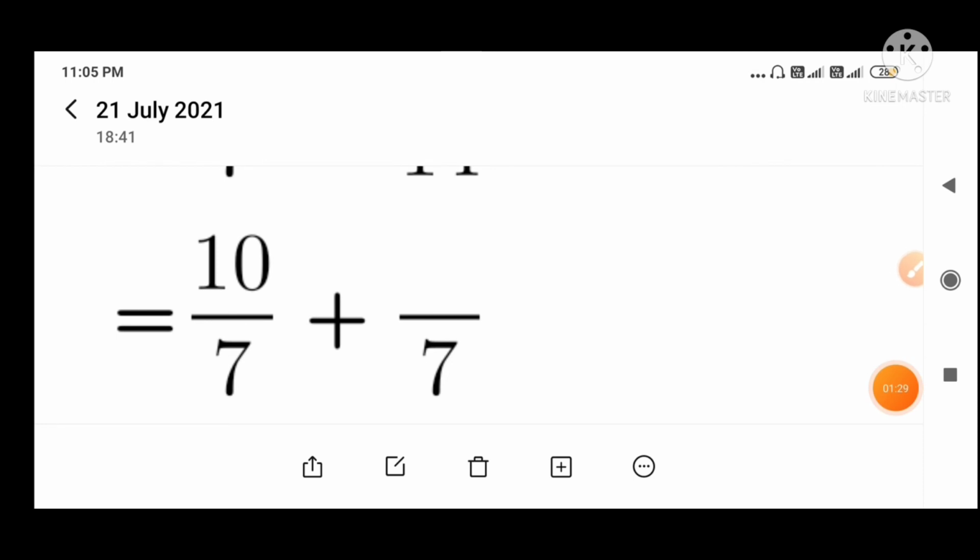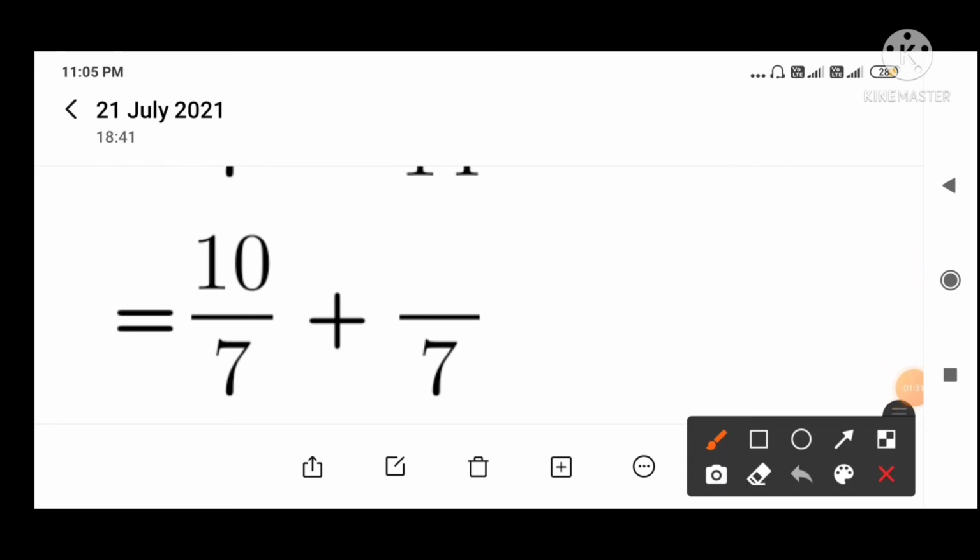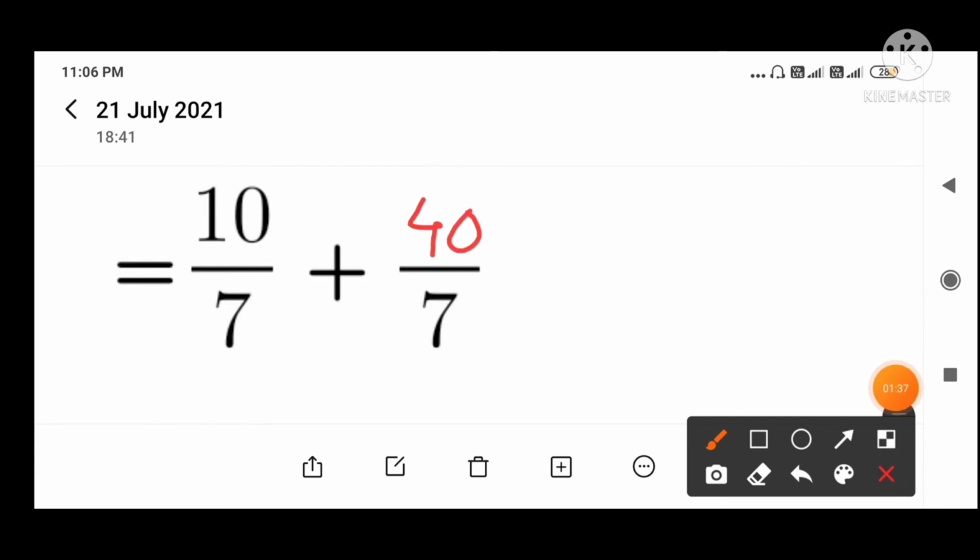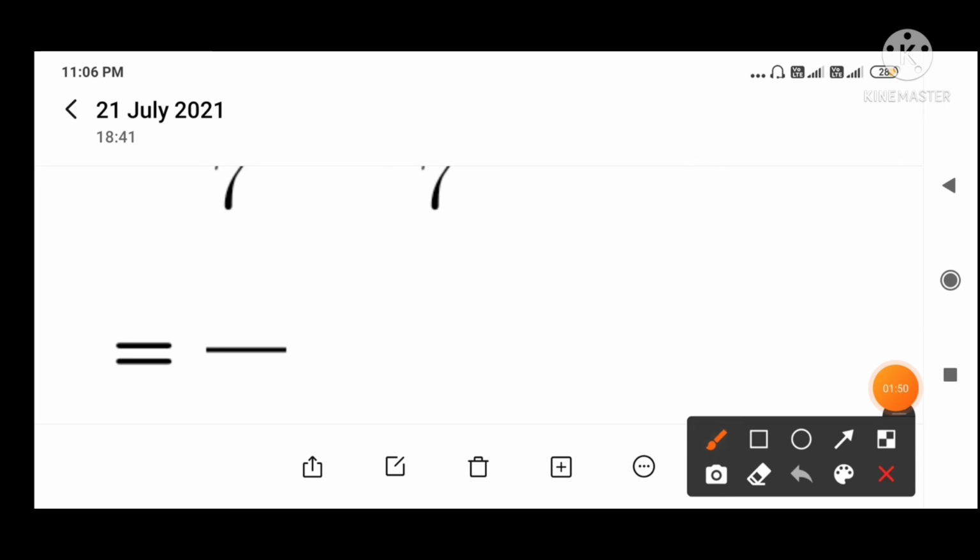Therefore, I write here 40 upon 7. Now, denominators are same. Therefore, the denominator will remain as it is and numerators are added. Therefore, 10 plus 40 gives us 50. Therefore, I write here 50 upon 7. Therefore, our answer is 50 upon 7.